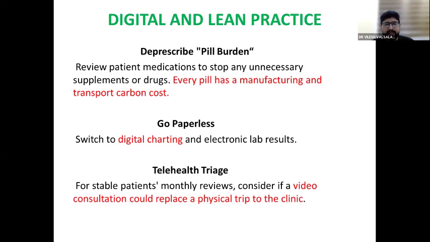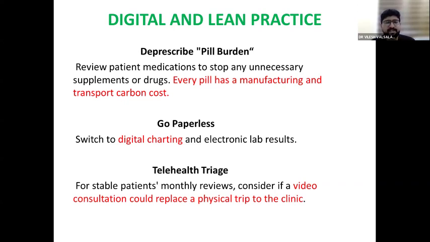Now going paperless, that is switching to digital charting and electronic lab results. We have almost acquired it in most of the hospitals. We are going digital. We have got NABH coming up in hospitals. So much of the paperwork has definitely gone down. The less paper required, the less is the waste management, the less is the carbon emission. That is the main idea behind going paperless.